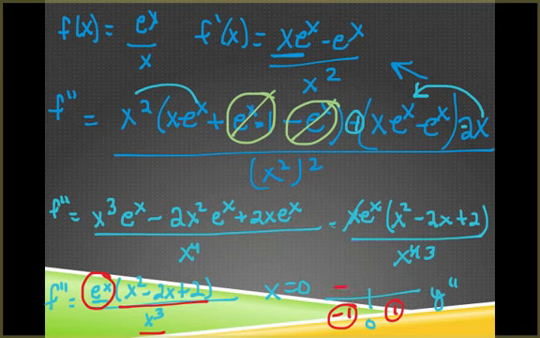Then if I pick a number bigger than 0, like 1, looking at the x squared minus 2x plus 2, I'd have 1 minus 2 plus 2, so that's positive, over the denominator, 1 cubed is positive, so that's positive. So there's my sign chart.